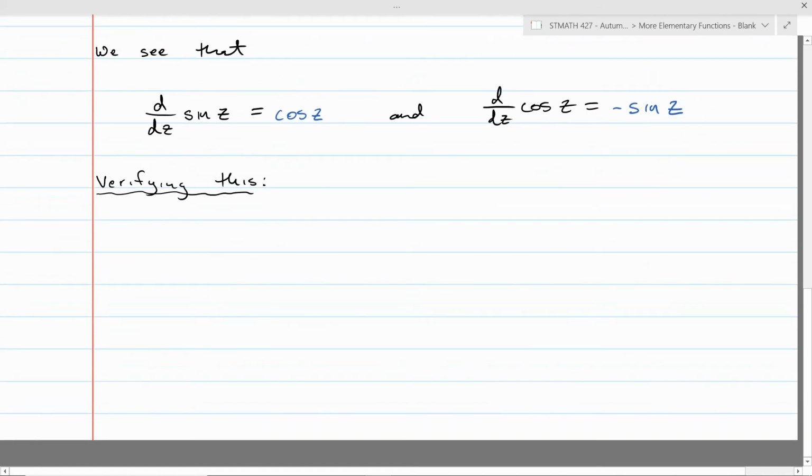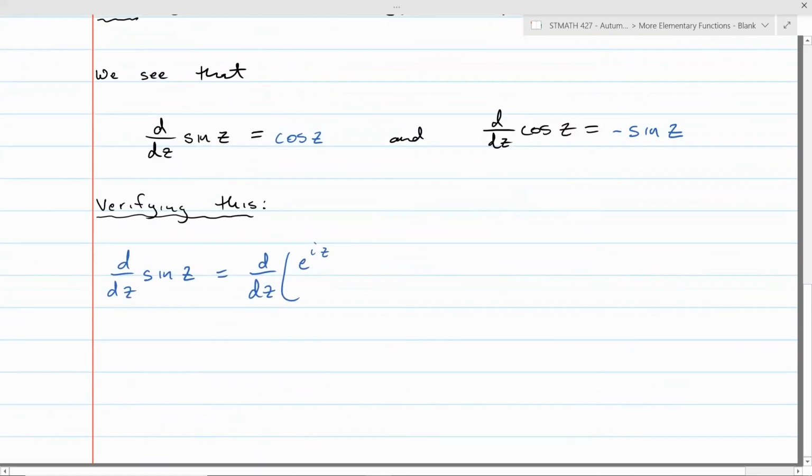So we could verify one of these derivative forms. Once you see how to verify one of them, you see how to do the other one. So let's say I want to do the derivative of sine of z. Well, I'll just write down the definition of sine of z: e to the iz, get the minus in the middle on that one, minus e to the negative iz, divided by 2 times i.